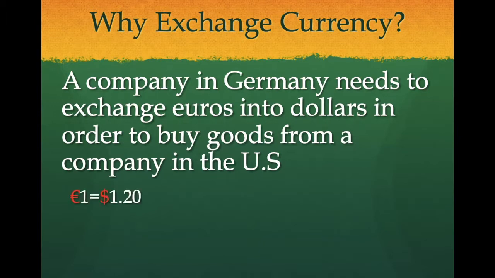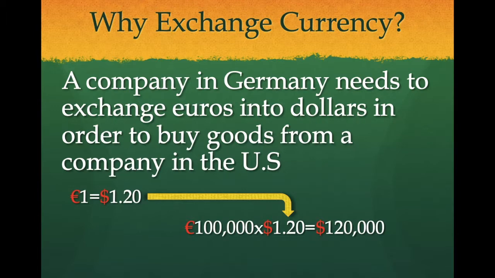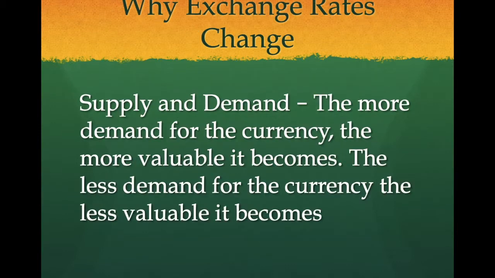And again, we're going to use the same exchange rate. 1 euro equals $1.20. Now with companies, obviously, they exchange a larger amount of money. A lot more than this. This is just an example. So let's just say that a company exchanges 100,000 euros. With this exchange rate, they will get $120,000.